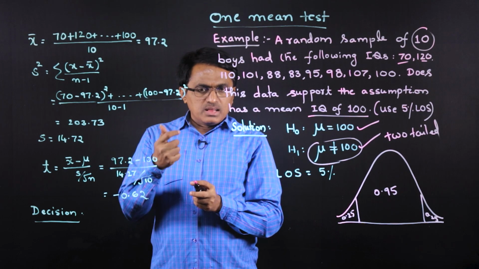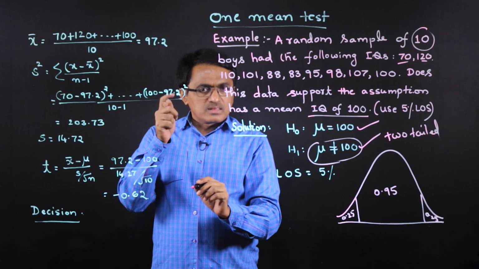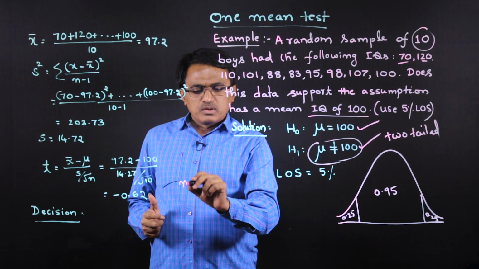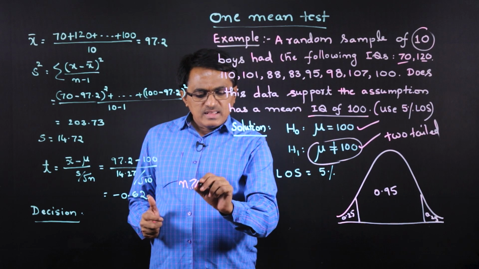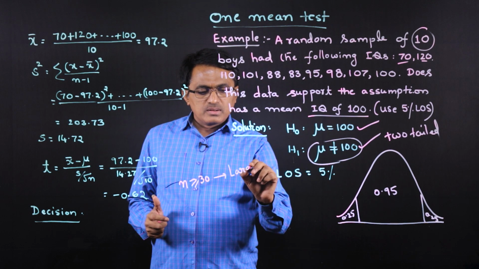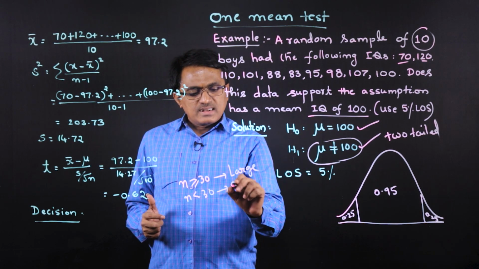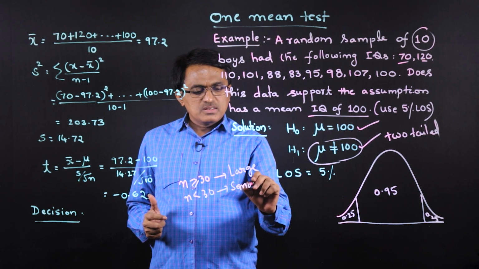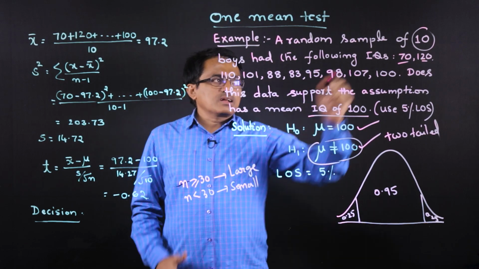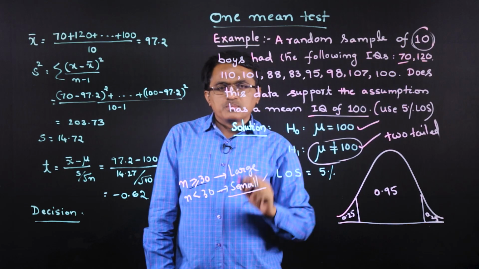And for information's sake, what is the criteria to say the sample is large or small? That is n equal to 30. If n is greater than or equal to 30, then it is considered a large sample. If n is less than 30, then the sample is considered small. So, here n equal to 10, that means it is a small sample.